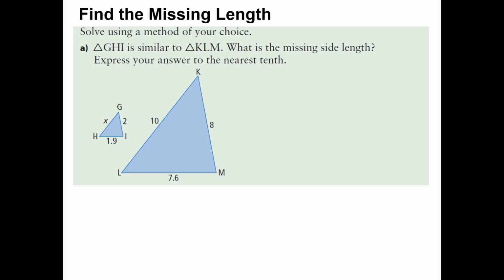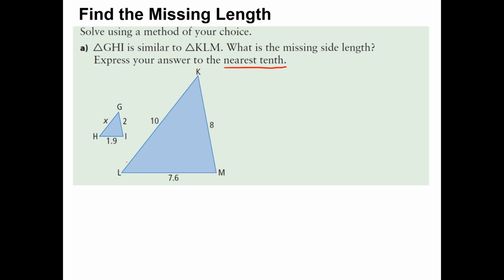Hi class, in this video we're going to be using similar triangles to find the missing length of certain values. So here I have triangle GHI. I am told that it is similar to triangle KLM. I'm going to find the missing side length represented by x and express my answer to the nearest tenth.